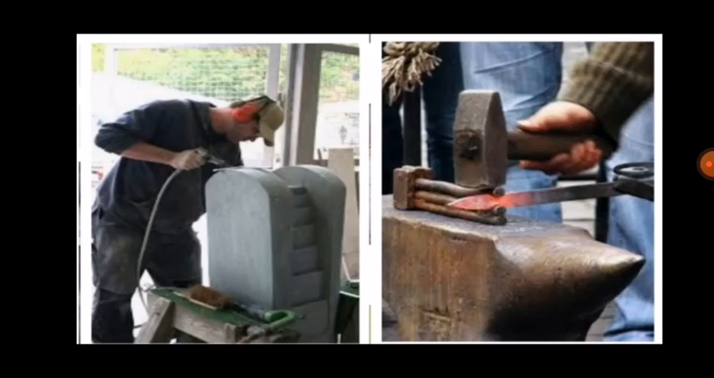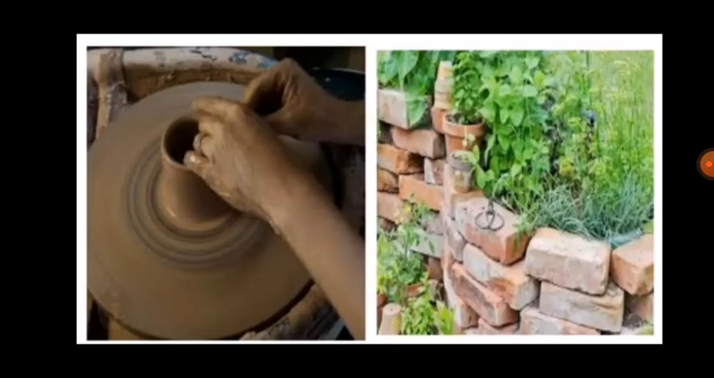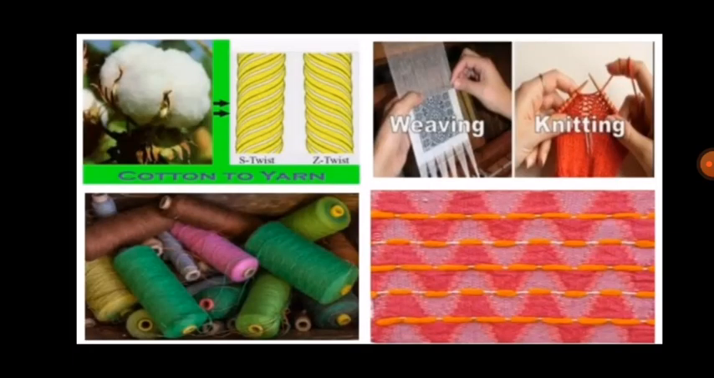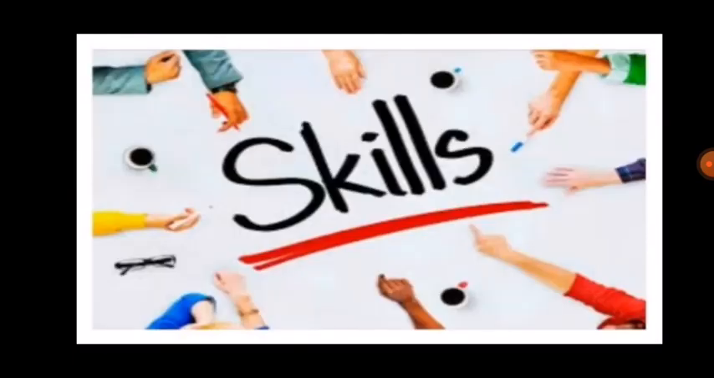As we can see in the picture, they are making different kinds of tools. Then we also make pots, bricks and many other things from clay. We also obtain yarn from cotton and weave cloth from the yarn. In short, according to our needs, we change the form of materials available in nature. We need skills to do this. For any kind of work, you need different kinds of skills.